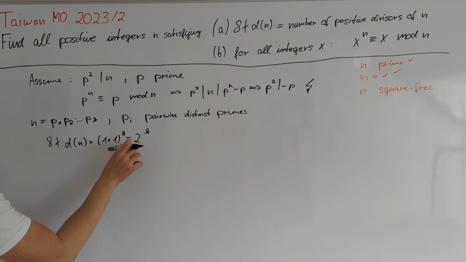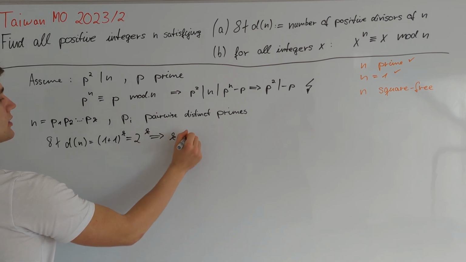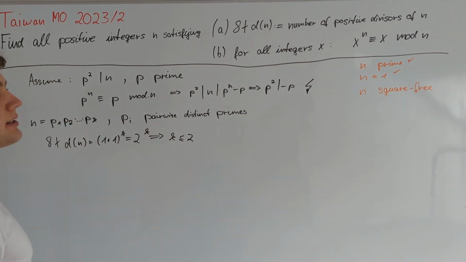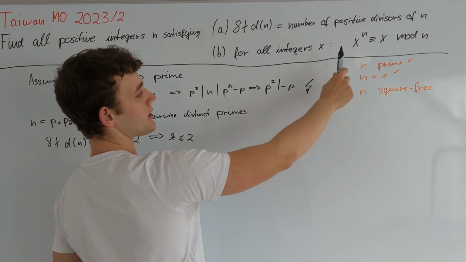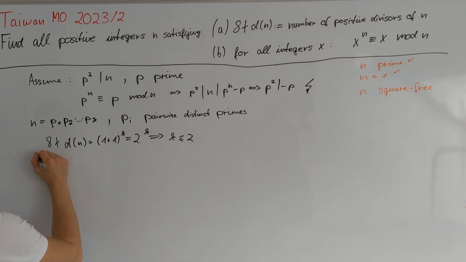And since d(n) is equal to 2^k, this implies k is less than or equal to 2. Since we have already seen that n equal to 1 works and n prime always works, the only case we are left to deal with is k equal to 2. So we can now write n equal to p1 p2, where p1 and p2 are distinct primes.